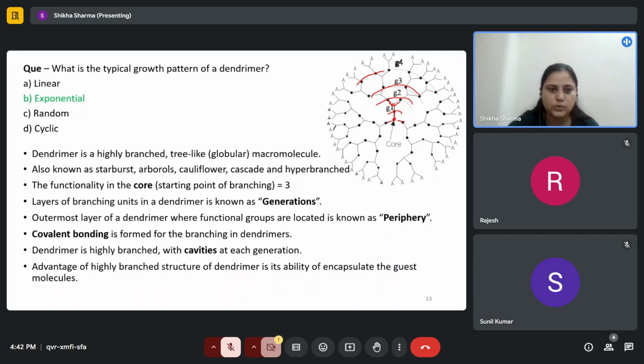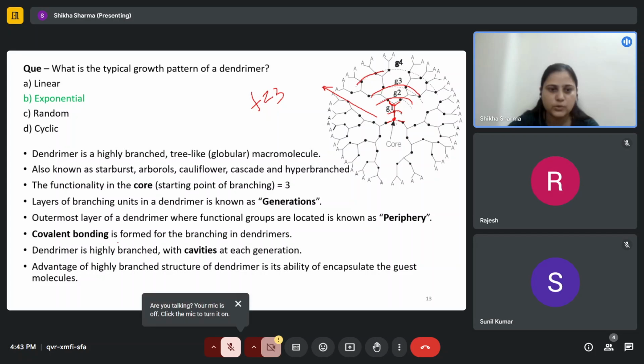Also, as we know, in the hyperbranched dendrimers and the networks, the functionality F is equal to 3, or F is greater than or equal to 3, right? So our dendrimer structure starts with functionality 3 at the core and grows. At the periphery there will be various functional groups at the surface. We started with one, and the functionality increases because we will have more branches as we move from the core to the periphery.